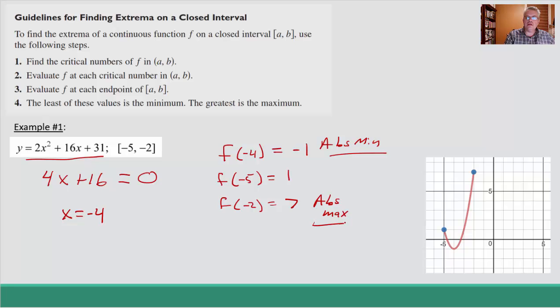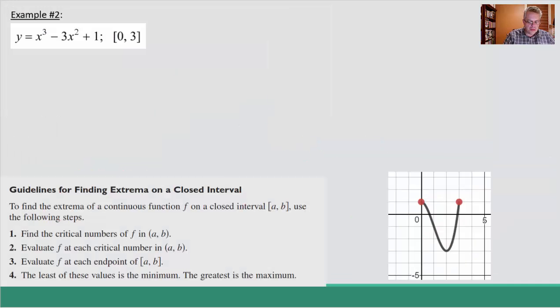Okay? And we have the graph here of the function on the closed interval. And sure enough, the minimum occurs at -4 right here, and the maximum occurs at this endpoint when x is -2. So that confirms our work here. All right, let's do another example.